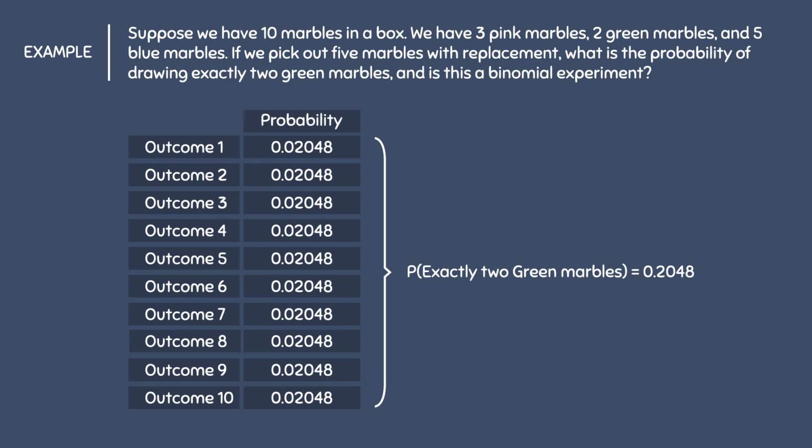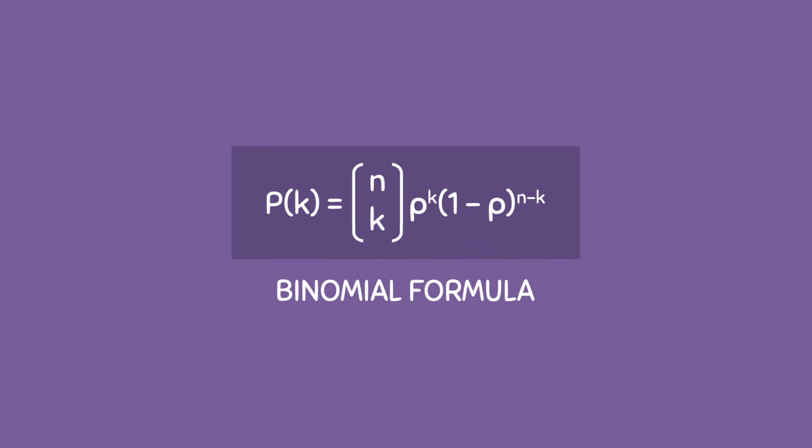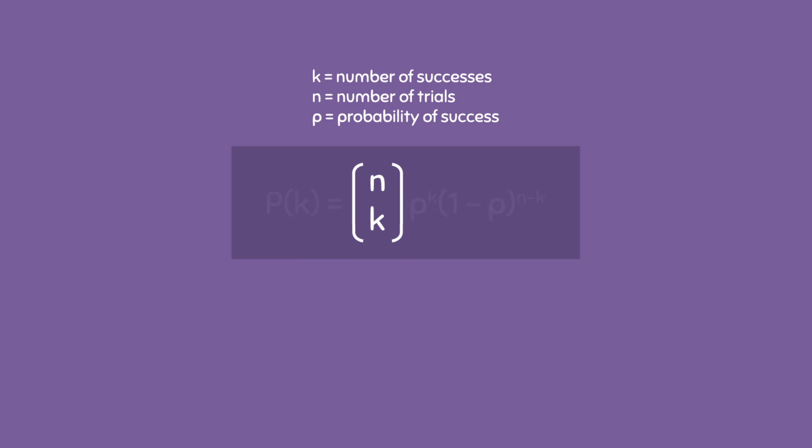However, there's another way we can calculate this answer, and that is by using the binomial formula. The binomial formula looks like this. It looks a little scary, but let's break it down. K is the number of successes, N is the number of trials, and little p is the probability of success. What we have here in brackets represents the combination formula. It is often seen in scientific calculators as nCr, which is the same thing as saying N choose R.